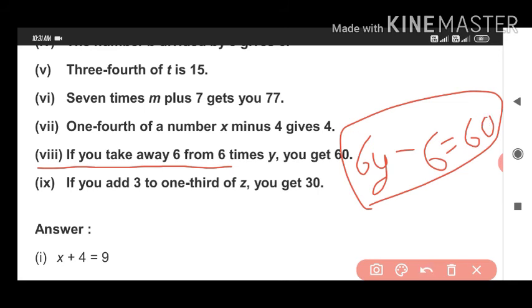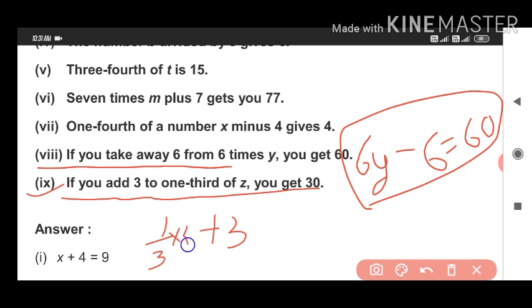Now next, the last question, question number 9. If you add 3 to 1/3 of z, you get 30. If you add, what will you do? You will do plus. With whom? To 1/3 of z. 1/3 of means multiply. 1/3 of z. Now 1 into z is z.